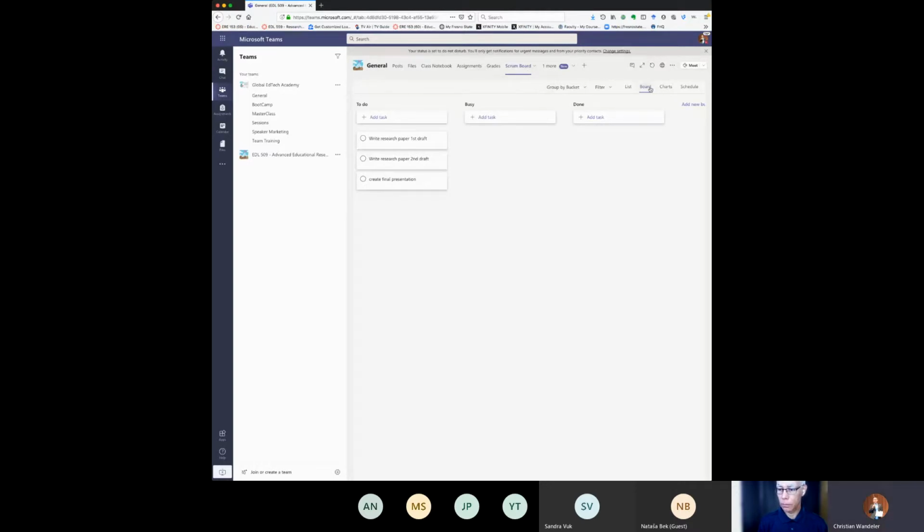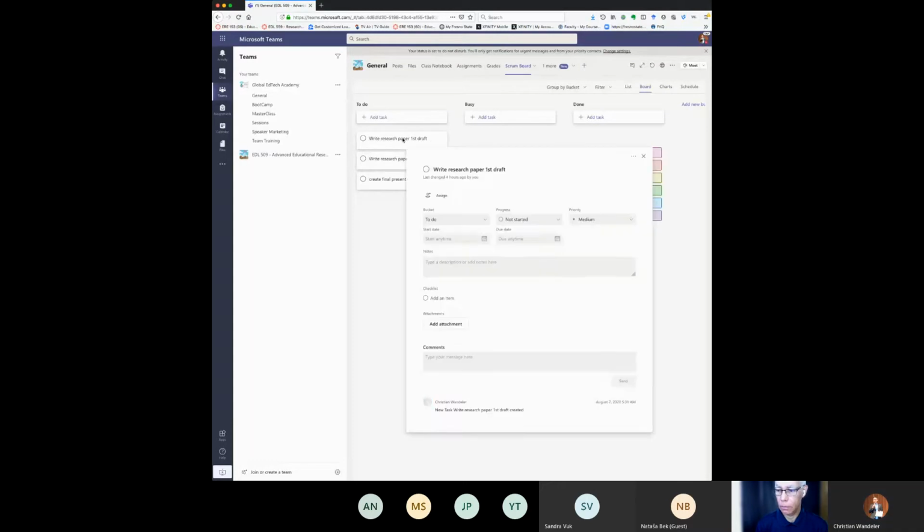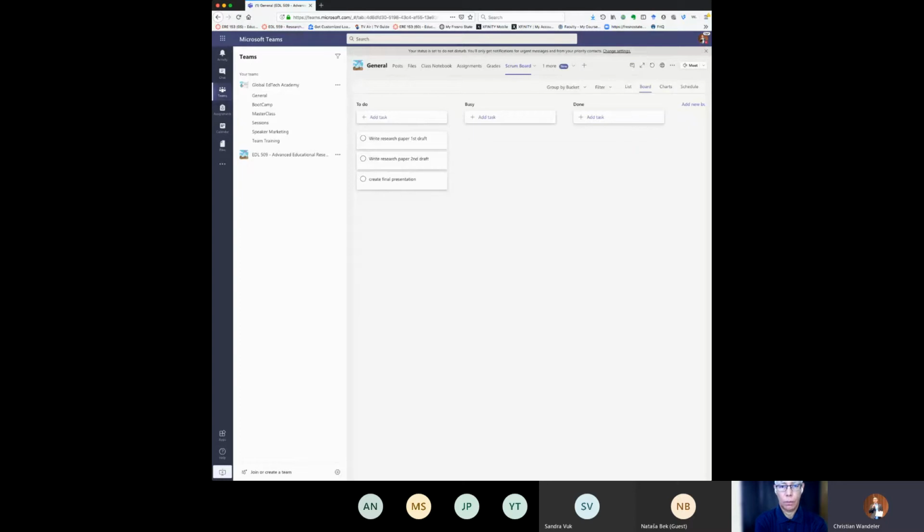So first of all, you can see here I have a Scrum board in assignments. If you create a Scrum board, you can create these columns. It's up to you to create those. I named them to do, busy, and done. And then in the to do, you can add tasks. So I can add here, for example, prepare reading assignment for class.